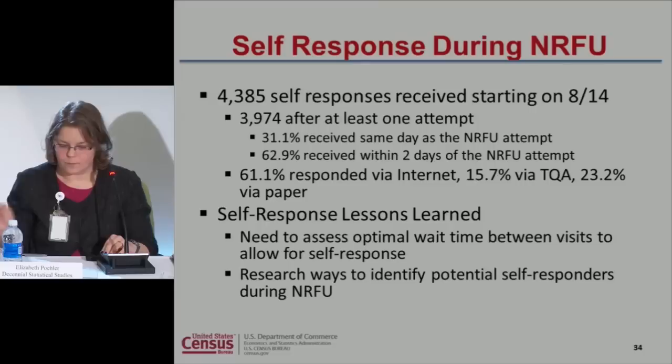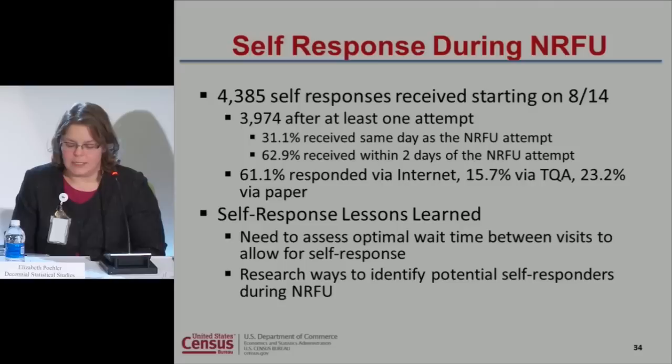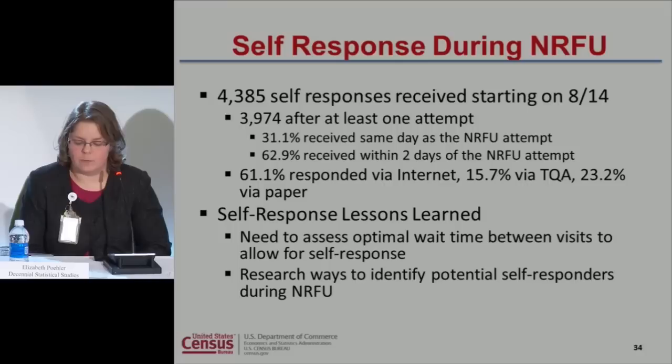Another aspect of the CAPI operation in the 2014 census test was to encourage self-response during NRFU interviewing. When a respondent was not home when an enumerator visited, the enumerator left a notice of visit telling the respondent that they were there and instructing the respondent to go online or call the telephone questionnaire assistance hotline to complete a census form. The idea behind this is that we could avoid a return visit to the housing unit if the respondent completed the form.